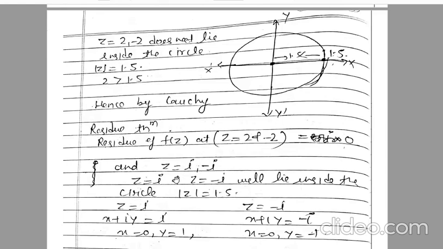Z equal to iota, you can write x plus iota y, so x is 0 and y is 1. Check whether (0, 1) lies inside the circle. Yes, this lies on the y axis. Here z equal to minus iota, x is 0 and y is minus 1, which is in the fourth quadrant. That means both of the poles lie inside the circle. So you will calculate the residue at these poles.